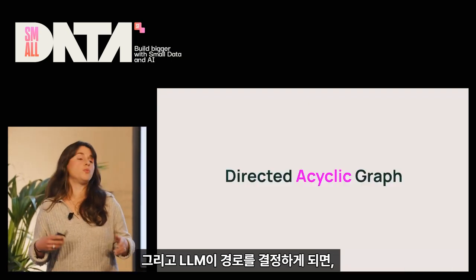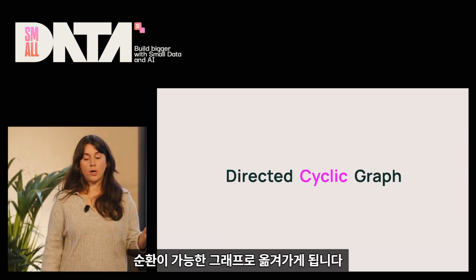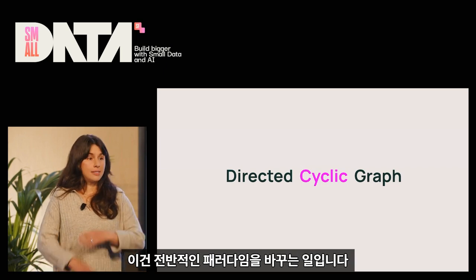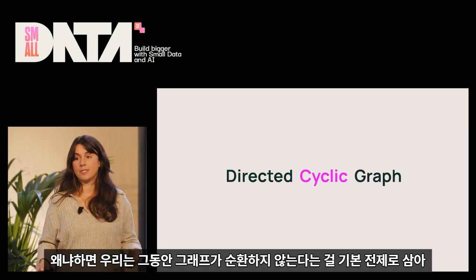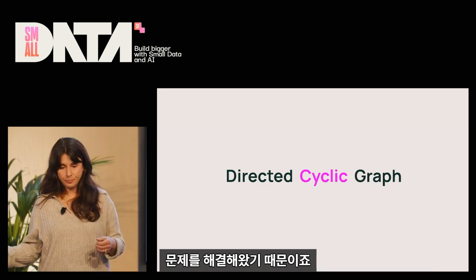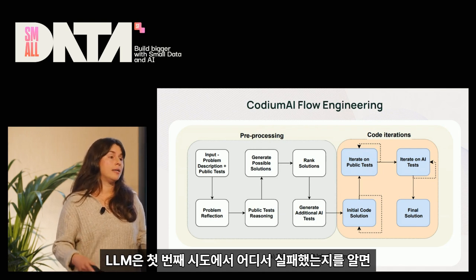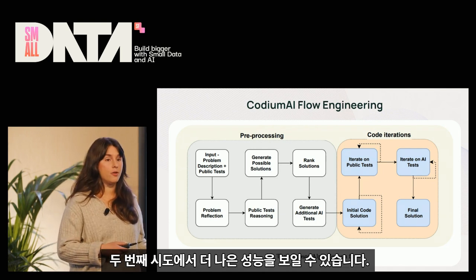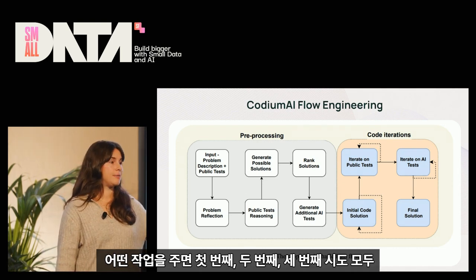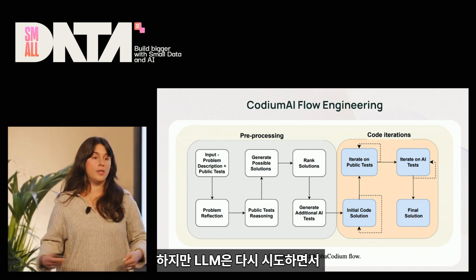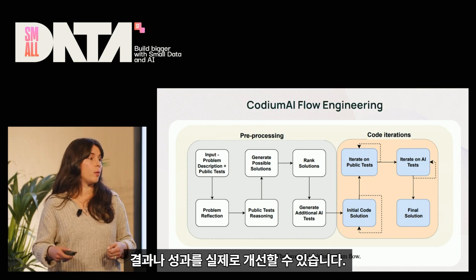When you change with an LLM getting to route, you move from a directed acyclic graph to one where you can have cycles. This kind of changes everything because we're used to having the acyclic part of the graph as being fundamental to how we solve problems. To put it into more context, LLMs can perform better on the second pass if they know how they failed on the first pass. With deterministic code, that's not the case. If you give it a task the first time, the second time, the third time, you're going to get the same response. With an LLM, it can actually improve the results if it tries again and knows what went wrong the first time.